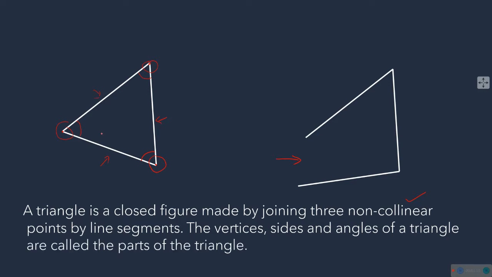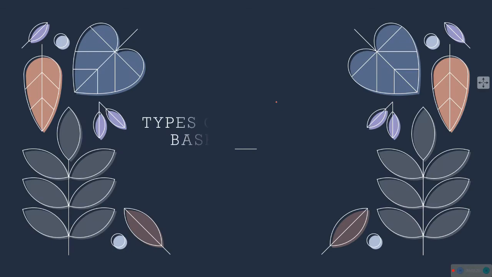So a triangle is a figure made by joining three non-collinear points and having three vertices, three sides, and three angles. And this is not a triangle because it is not closed. This term is not applicable. Okay, let us move ahead.